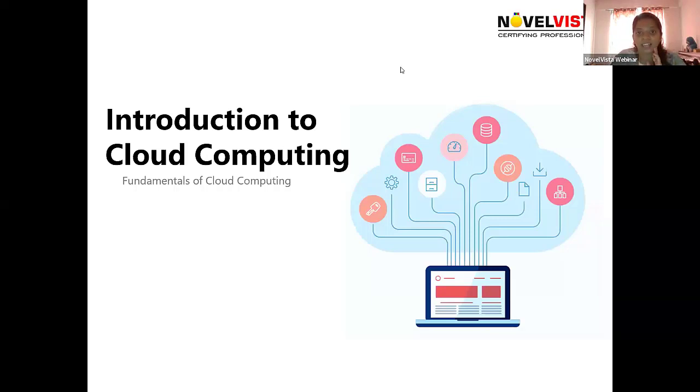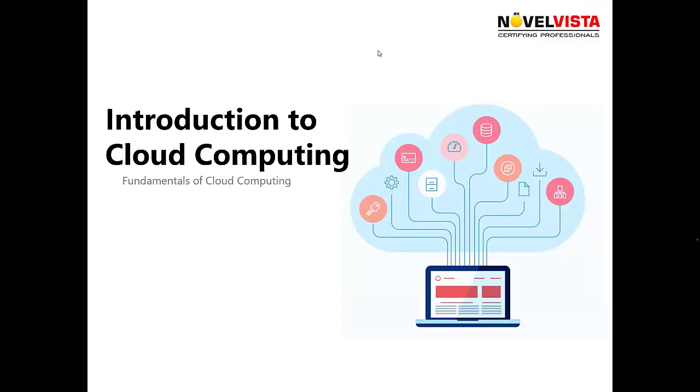But before starting with the cloud provider, we need to understand some basic fundamentals related to the cloud. Just confirm from all of the participants, are any of you aware of the fundamental concepts of cloud computing, like cloud deployment models and cloud service models? Anyone?